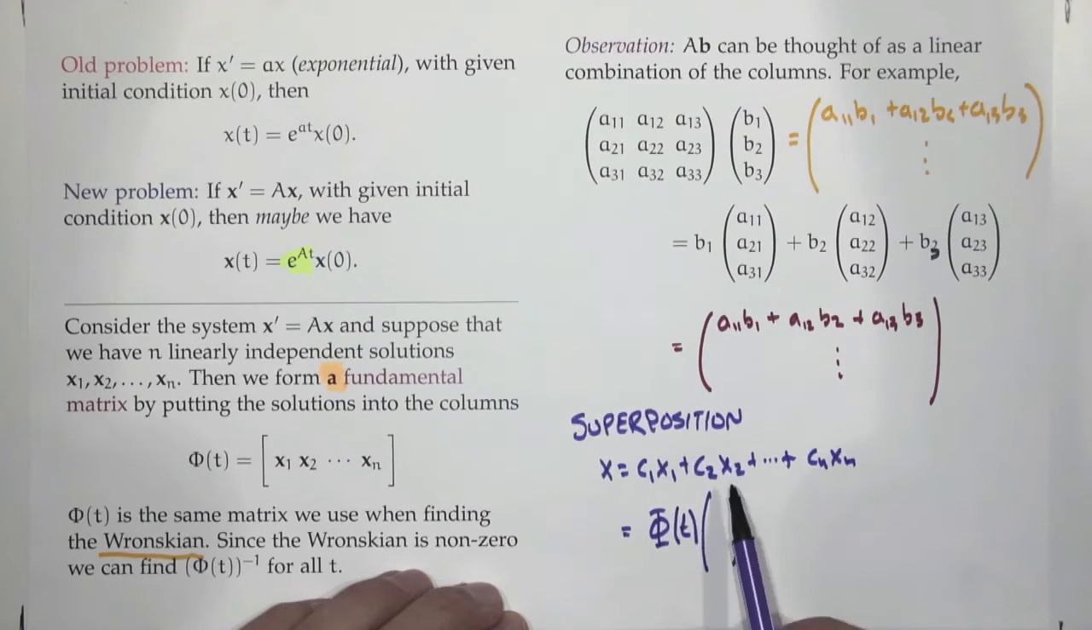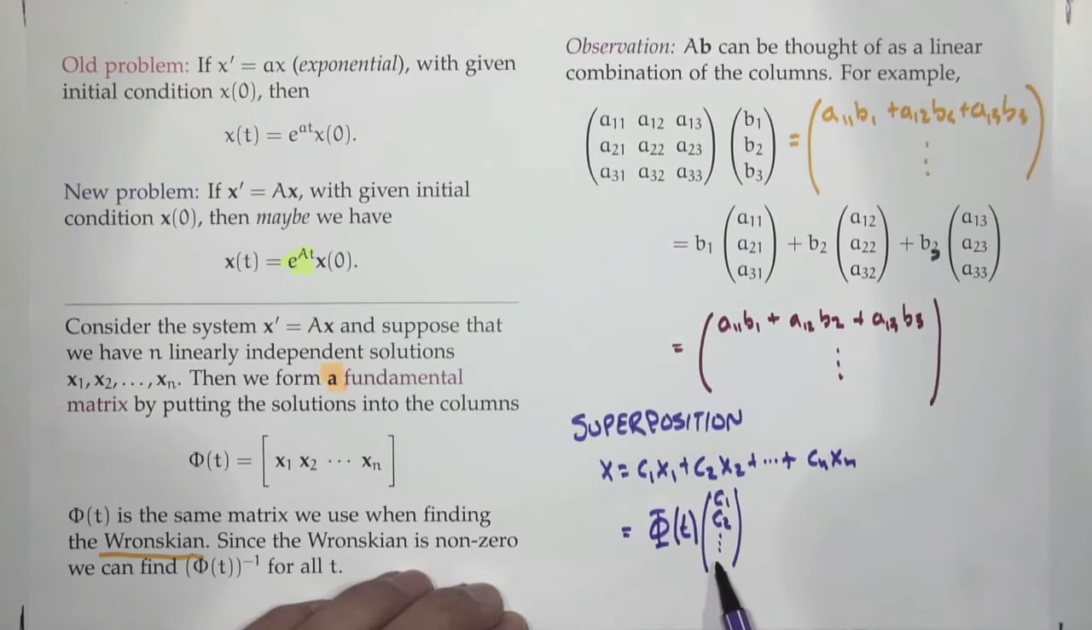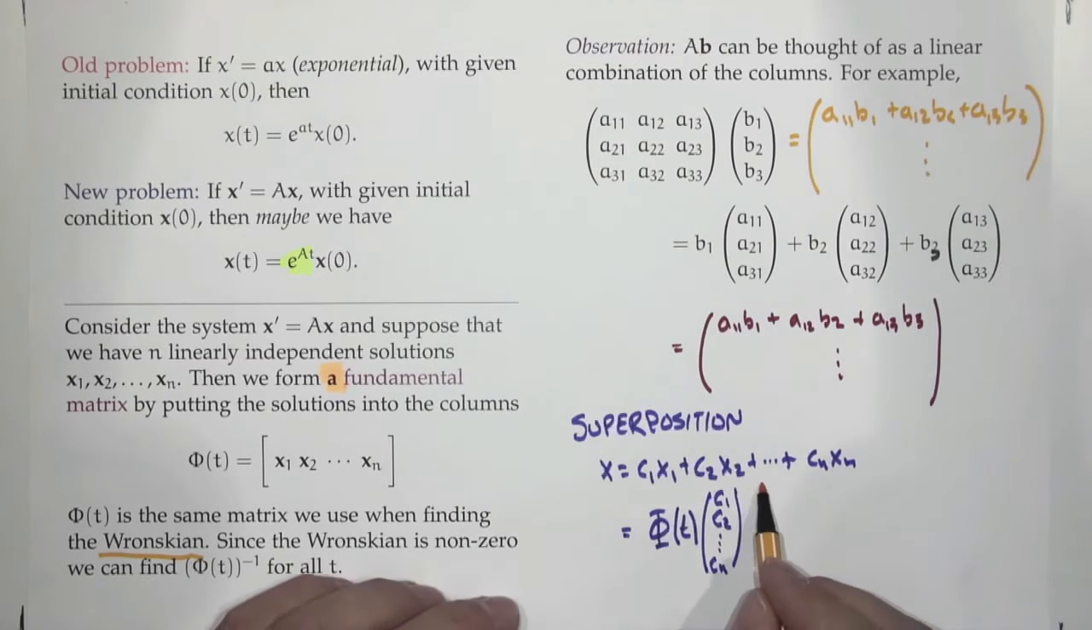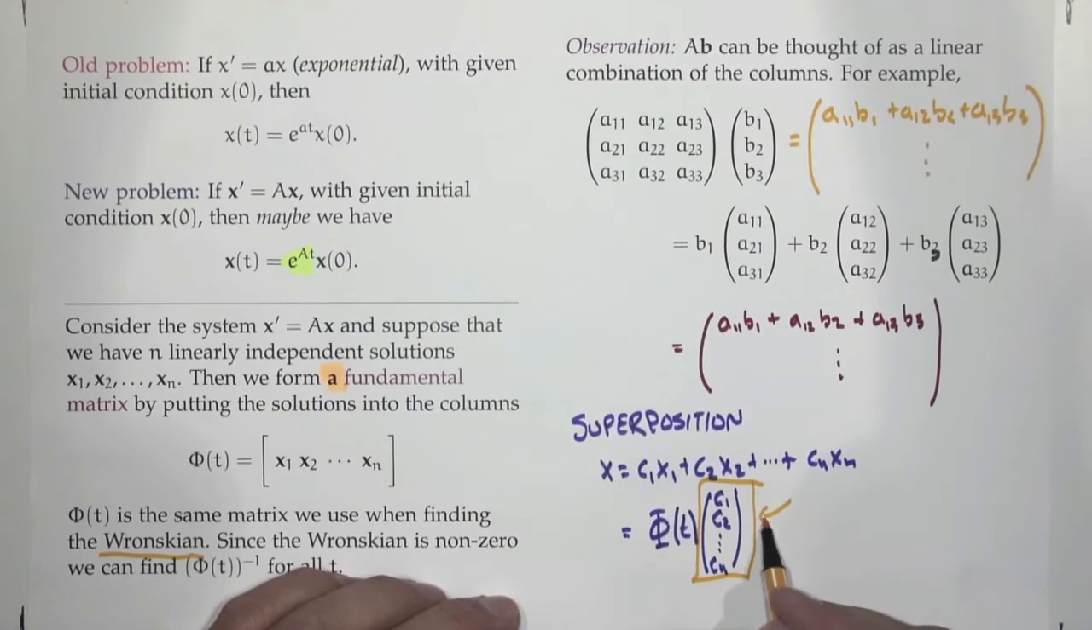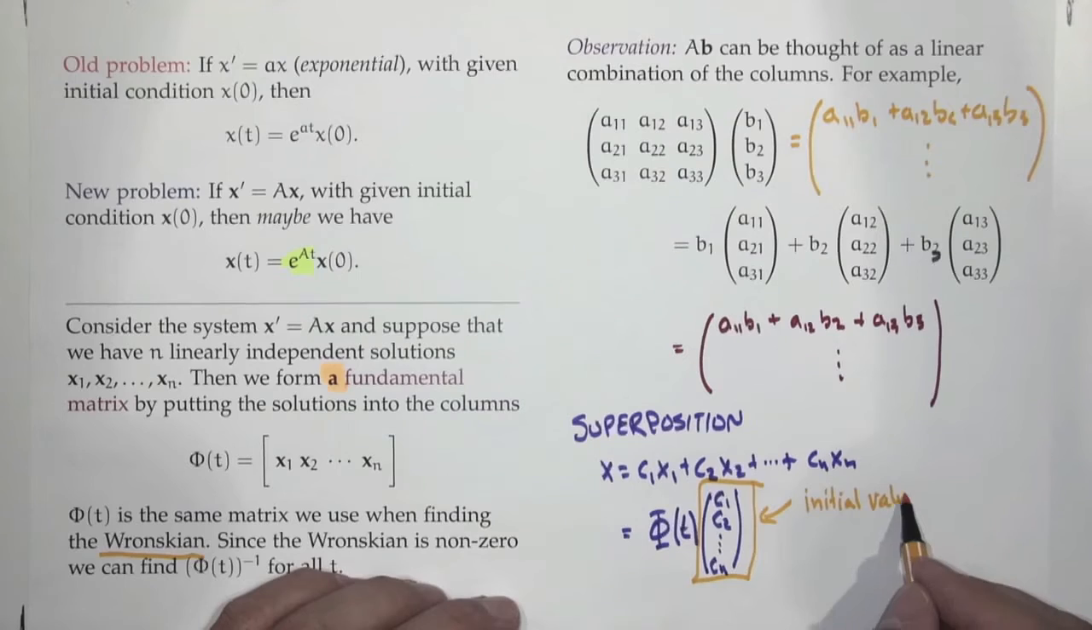What's the vector? It's the vector of the coefficients. And so now we can say, look, every solution has this form. So essentially, initial value problems come down to saying, solve for this vector. What's the right vector to pick here?